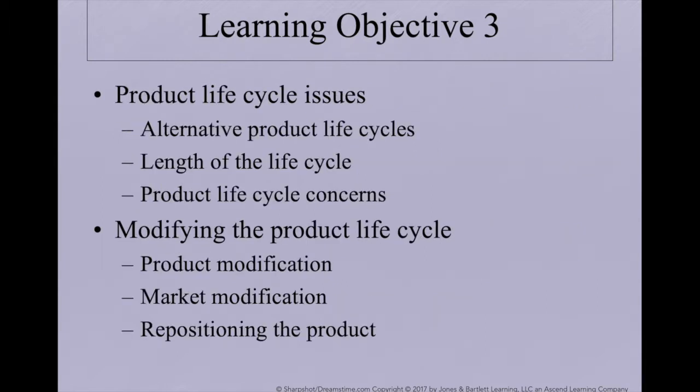Product lifecycle issues: alternative product life cycles, such as high learning, low learning, fashion and fad products, which is difficult to affect; and the length of the cycle, which is difficult to affect. Product life cycle concerns: a major criticism is that there is no standard life cycle, and many products defy the life cycle sequence. There are 3 strategies for modifying the product life cycle.